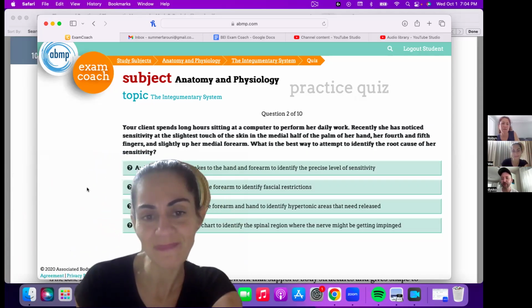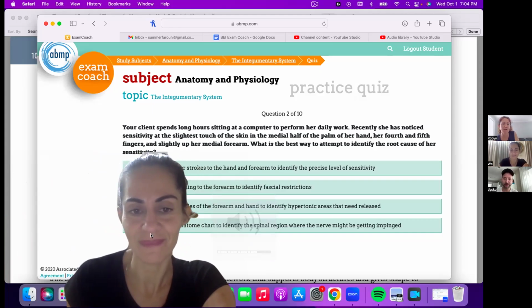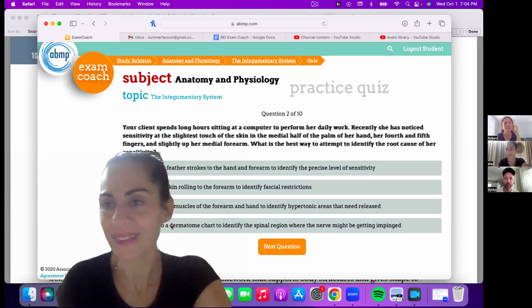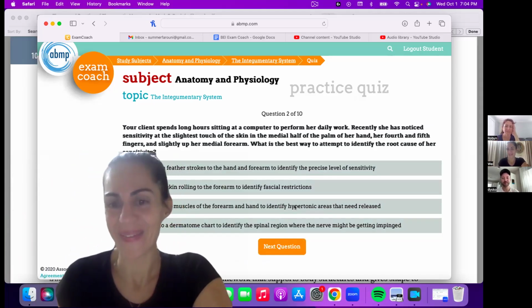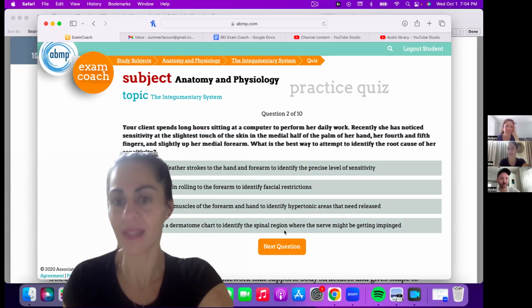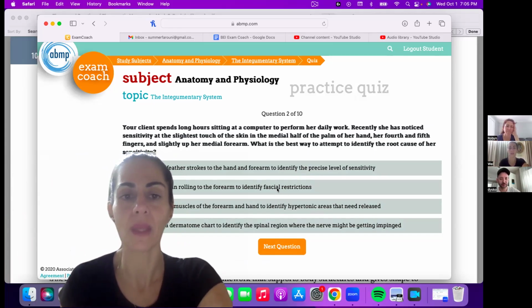What are you thinking, Robin? I was just thinking D because they're talking about her sitting down, and I know that your spinal nerves can affect anything. Correct. Yeah, because the hypertonicity is going to be for the muscle, and we're talking about skin, correct? So that makes a lot of sense. And then fascia, we're talking about the superficial fascia.